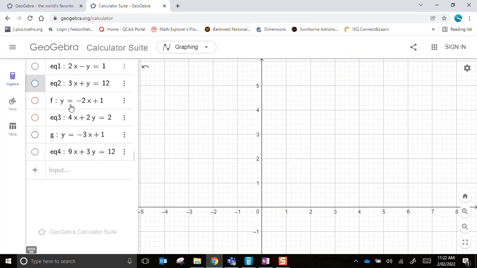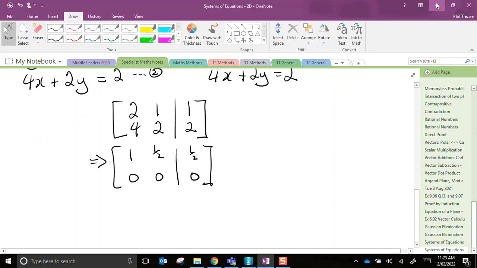so I'll turn those ones off. Now, that was my first equation there, y equals negative 2x plus 1. And there's my second equation. Do you see what's happened? The two equations are exactly the same equation. This is why we've got infinitely many solutions. Any point you like along this line is a solution to both of the equations. So these ones are dependent equations.